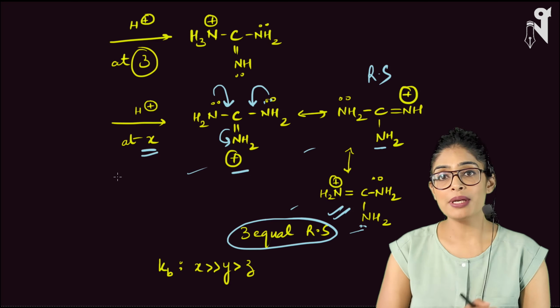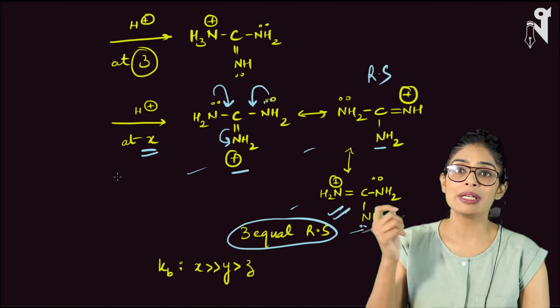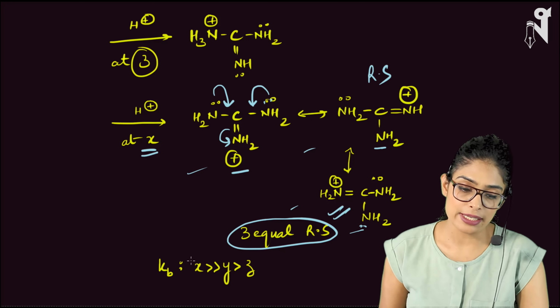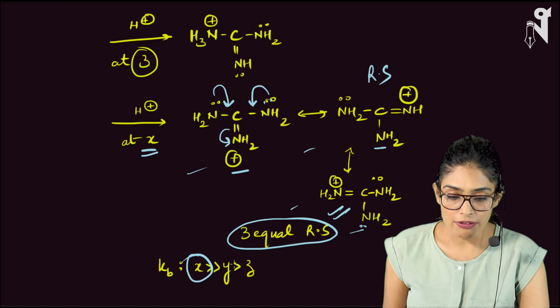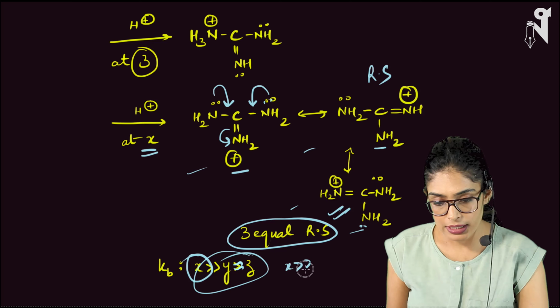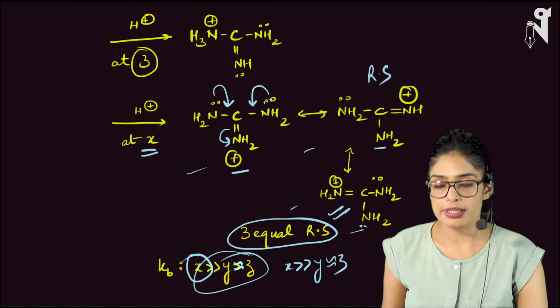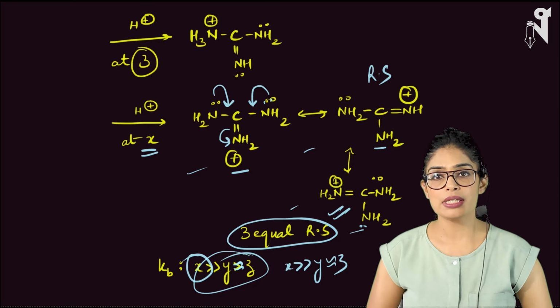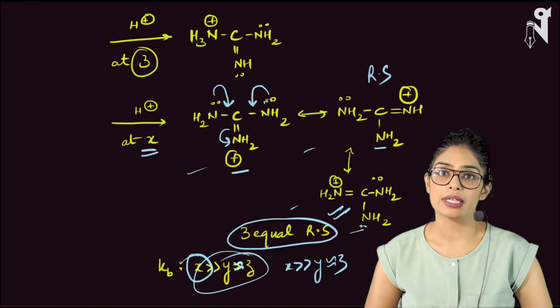Now, what will be the basic strength order? Obviously, the most stable cation is the cation of X, hence the X nitrogen is most basic, and Y and Z are equivalently basic. I think I have made a mistake over here. It should be X, then Y is equal to Z. So Y and Z will have the same basicity, whereas X will be most basic.